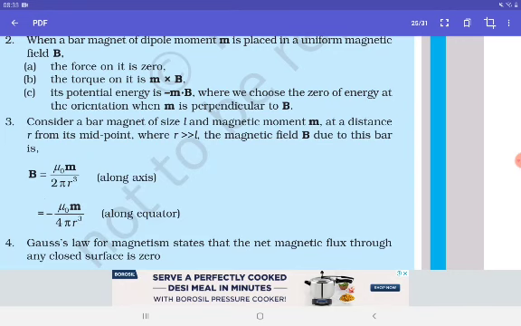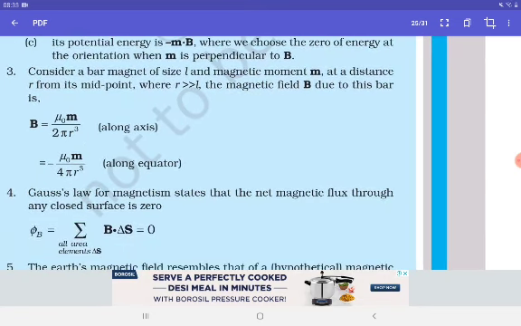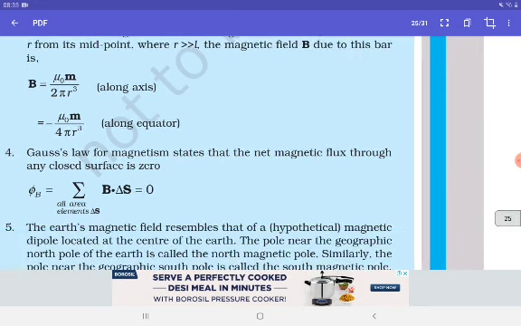Third, consider a bar magnet of size L and magnetic moment M at a distance r from its midpoint, where r is very much greater than L. The magnetic field B due to this bar is B equals mu 0 M divided by 2 pi r cube along the axis, and for the equator it is minus mu 0 M divided by 4 pi r cube. Fourth point is Gauss's law.